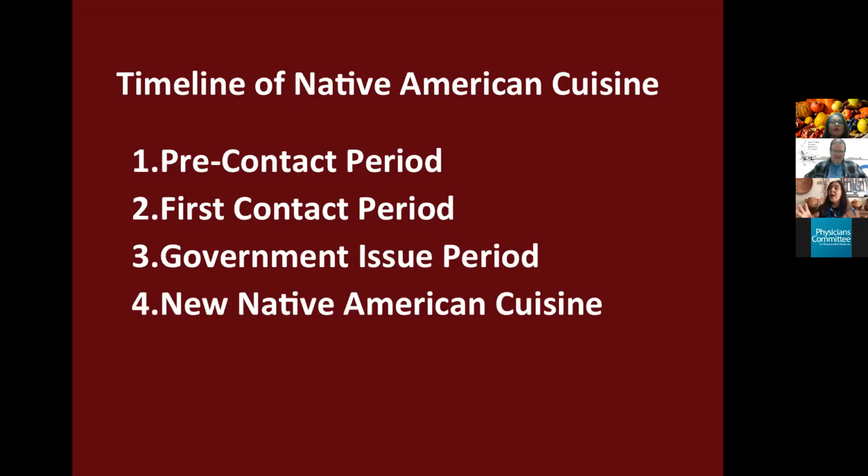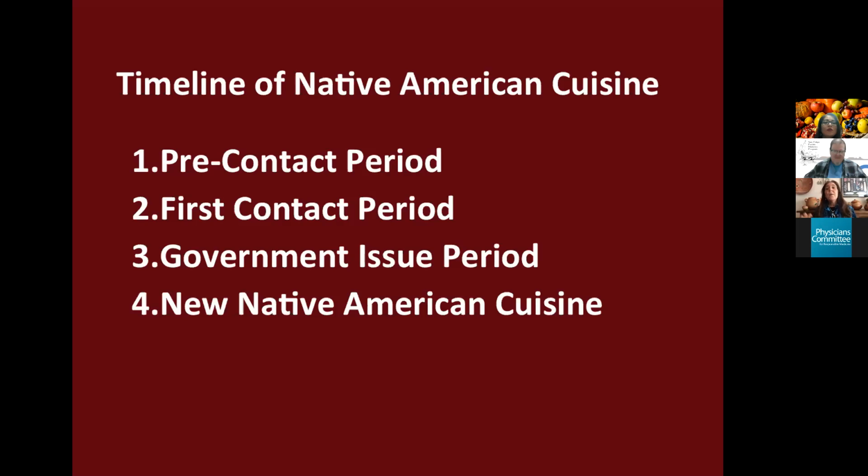And again, depending on where you are in the United States, who was the first people that we had contact with? So here in New Mexico, we had contact with the Spanish, and the Spanish brought their own foods and their own language. And so all of that influenced and influences what we eat. The third is the government issue period.